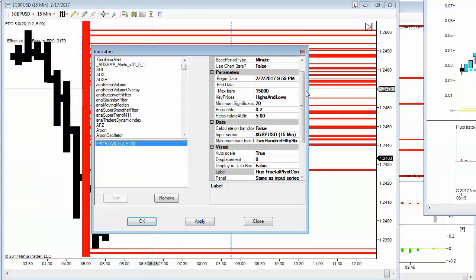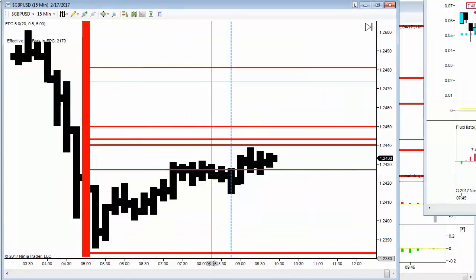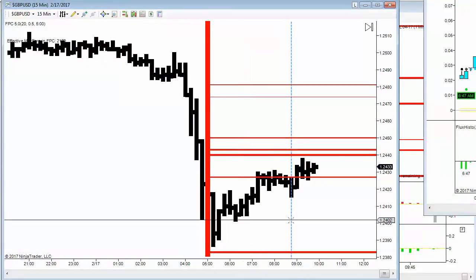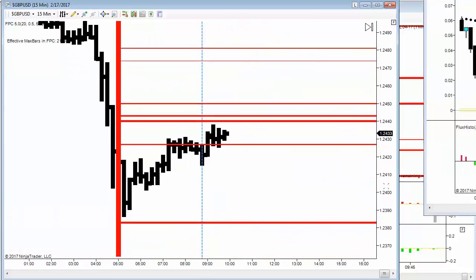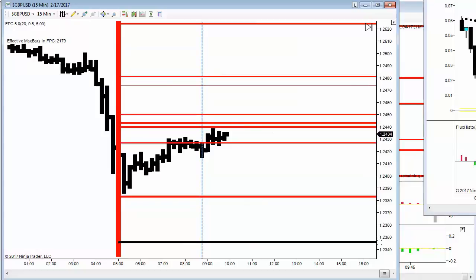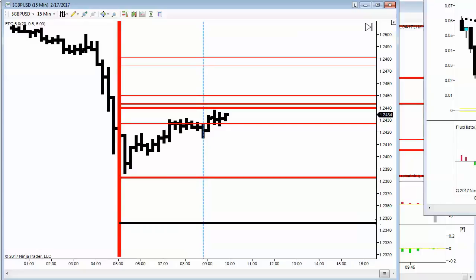I can then turn it to a 15-minute chart. So Giovanni, here's a 15-minute pound dollar chart with the lines. Do you see them there, brother? Same concept.